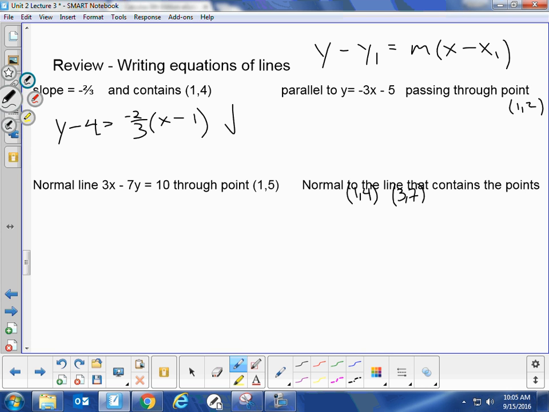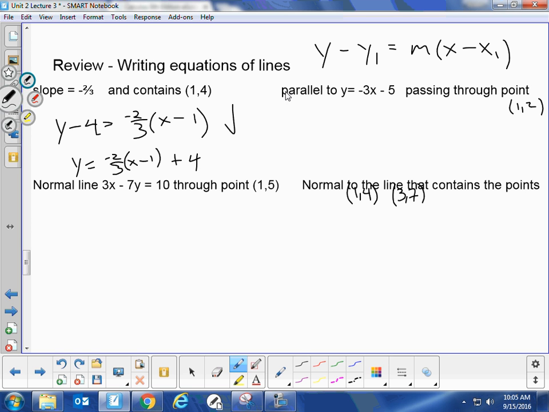Perfect. If you want to solve for y and you want to plug it into your calculator, well, in some situations, it might be easier just to add the 4 on the end and not have to worry about distributing things, okay? Now we need to practice writing some lines. We will be talking about parallel lines. We'll be talking about normal lines.